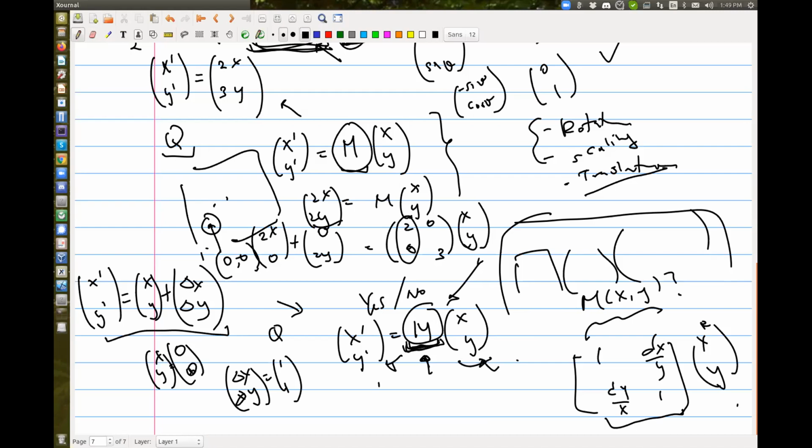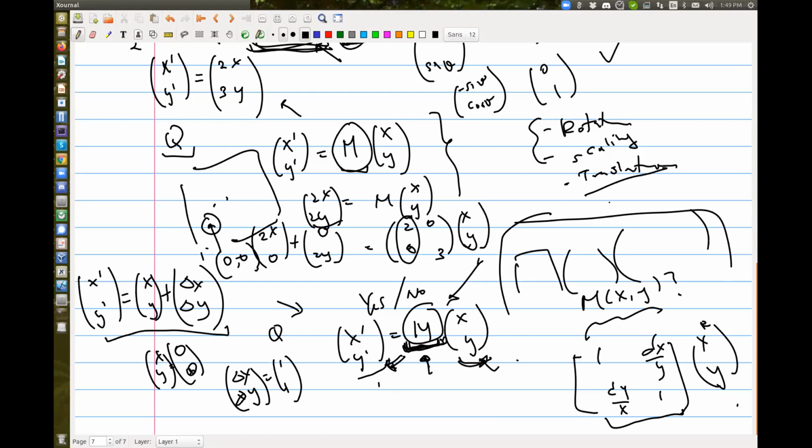So you have this matrix, a constant matrix, multiplied by this x and y, and you get the output coordinate. But we still want to make it a matrix form. So what can we do?